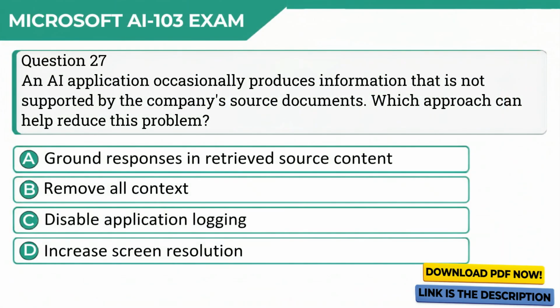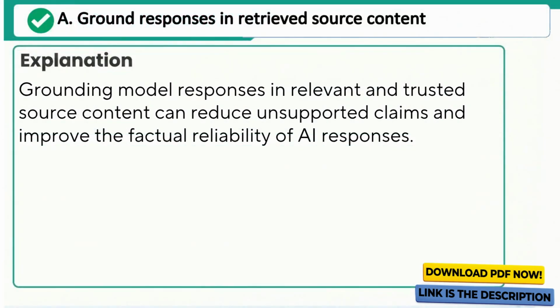Question 27. An AI application occasionally produces information that is not supported by the company's source documents. Which approach can help reduce this problem? A. Ground responses in retrieved source content. B. Remove all context. C. Disable application logging. D. Increase screen resolution. Correct answer A. Ground responses in retrieved source content. Explanation: Grounding model responses in relevant and trusted source content can reduce unsupported claims and improve the factual reliability of AI responses.